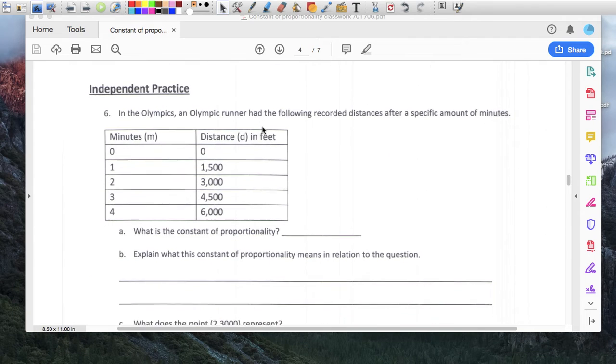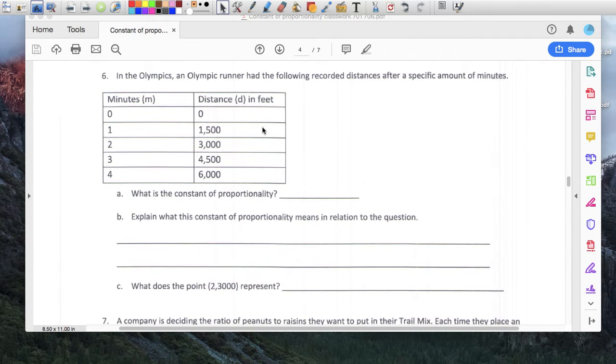And we move on. In the Olympics, an Olympic runner had the following distances. What is the constant of proportionality? Okay, again, who's your X and who's your Y? So this is your X, minutes, and Y. So you have several points over here, right?